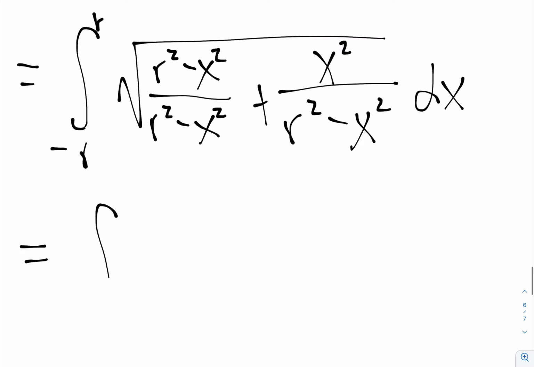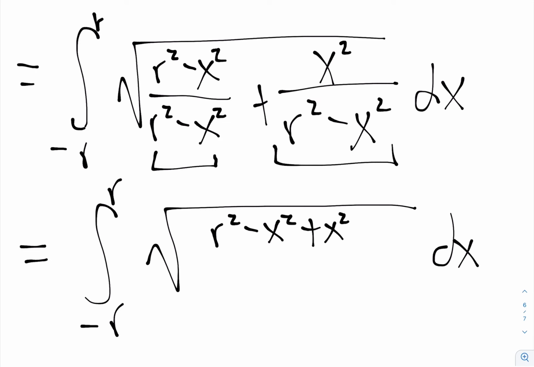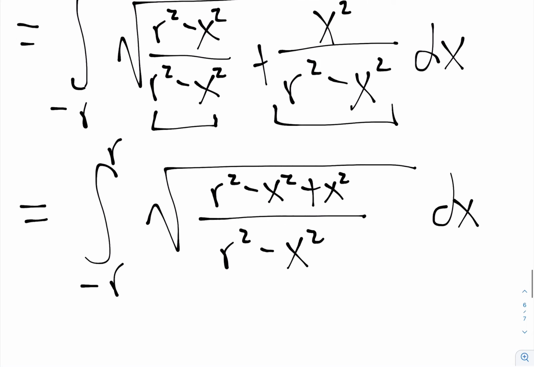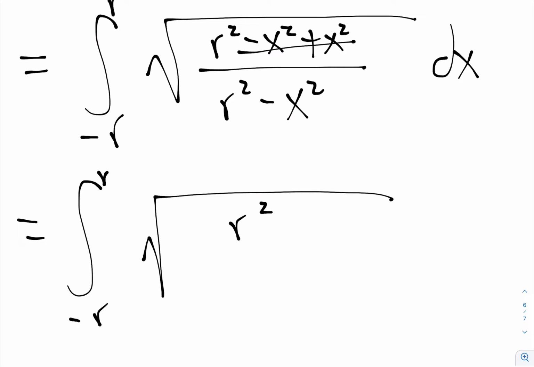Okay. So now, since these denominators are the same, we can go r squared minus x squared plus x squared, right? We're just summing up all the numerators in the top there, divided by r squared minus x squared. Okay, so we're just going to keep simplifying this, a lot of simplifying. r squared minus x squared plus x squared. If we have negative x squared and we're adding x squared, we're just going to get what's left on the left there. So r squared, the x squared is going to go away, over r squared minus x squared.